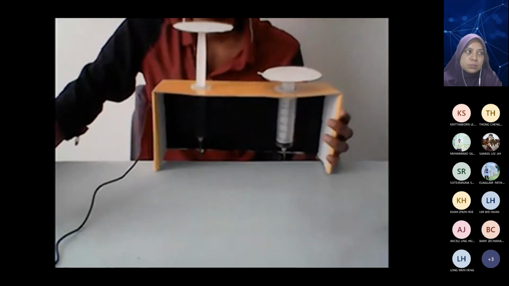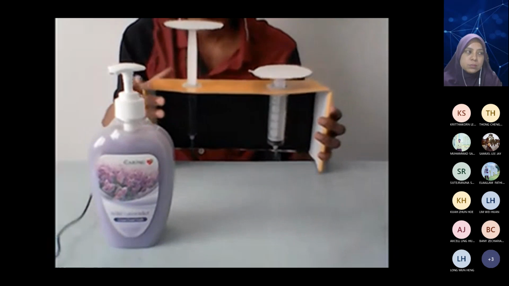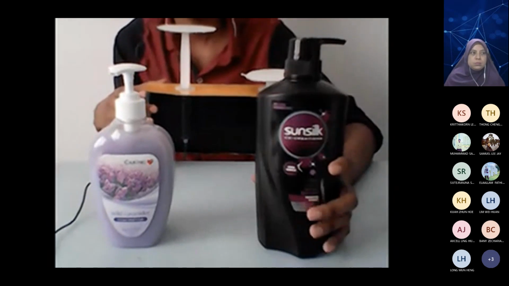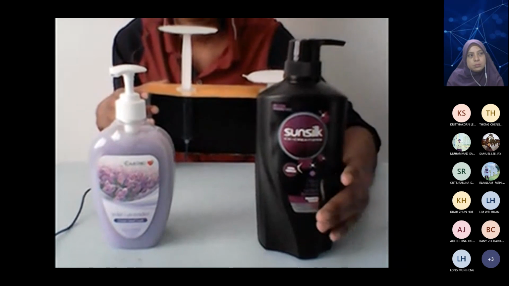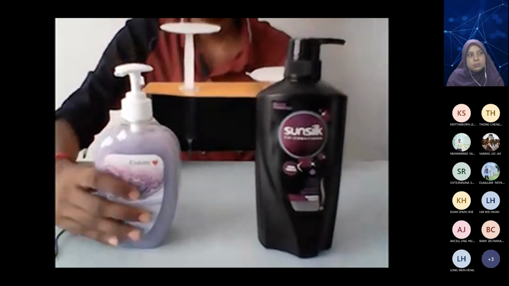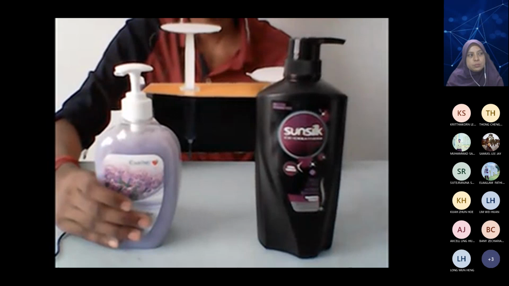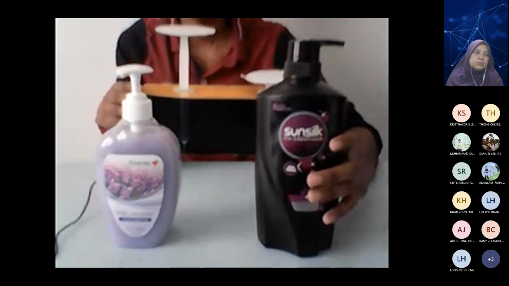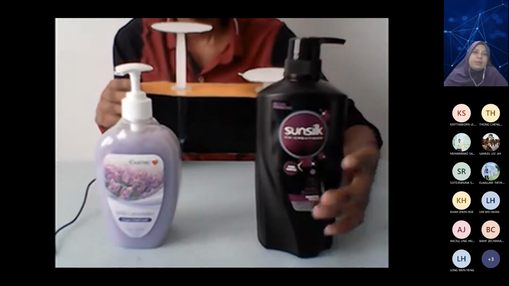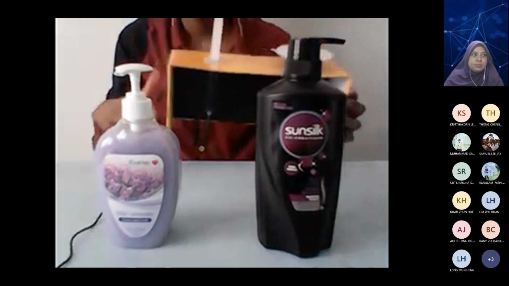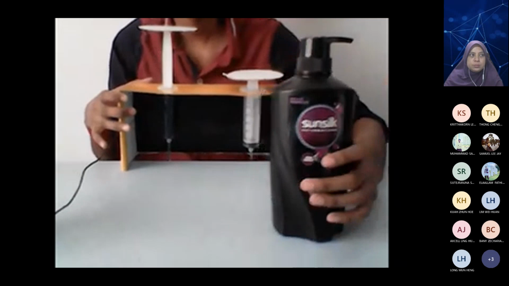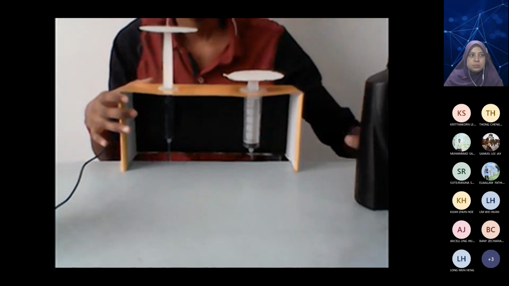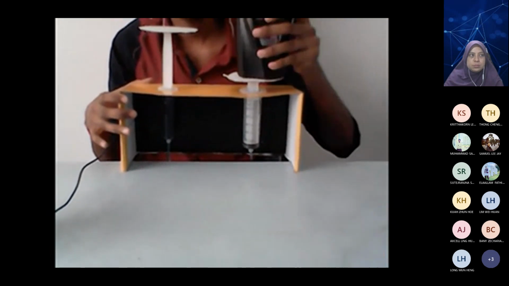So now this is a soap bottle of weight 0.5 kg, and this is a shampoo bottle of weight 0.9 kg. So this will be the smaller weight, F1, and this will be F2, which is the larger weight. So now I will be placing the experiment against the table to ensure the smooth flow of water. And now I'll first be placing the larger weight on the larger syringe.